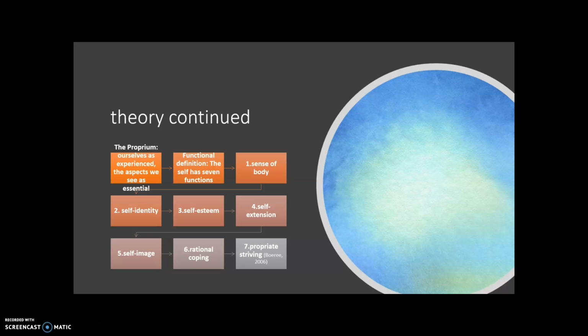And we have number 6, which is rational coping. He believed that this happened in the years from ages 6 to 12, when the child begins to develop his or her abilities to deal with life's problems rationally and effectively. And number 7, appropriate striving, which he believed didn't usually begin until after 12 years of age. And this is yourself as goals, ideals, plans, vocations, callings, a sense of direction, and a sense of purpose.